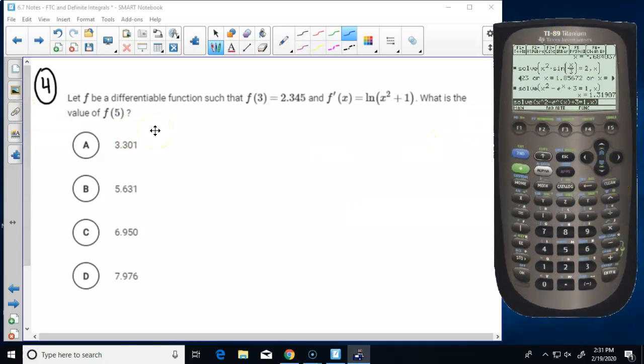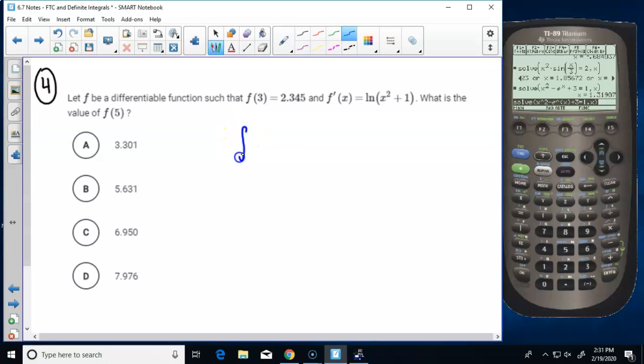Alright, so it says let f be a differentiable function such that f of 3 equals 2.345 and f prime of x equals the natural log of x squared plus 1. Okay, so if we integrate f prime of x, what will it give us? Just f of x, right? And so we know f of 3, it's asking us about f of 5.